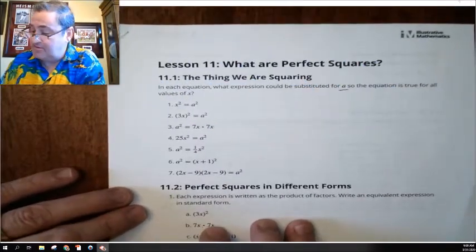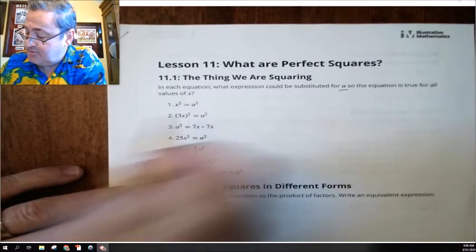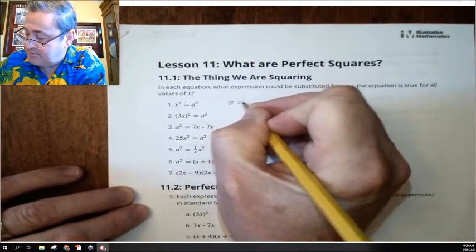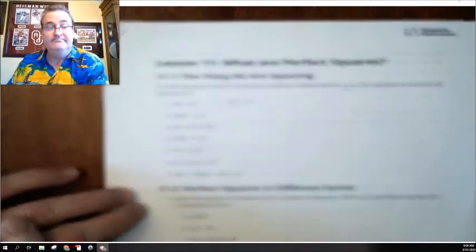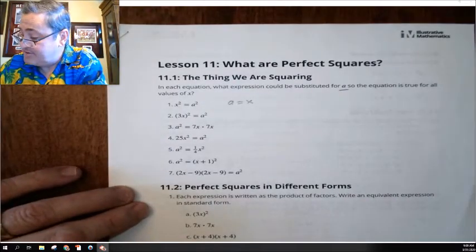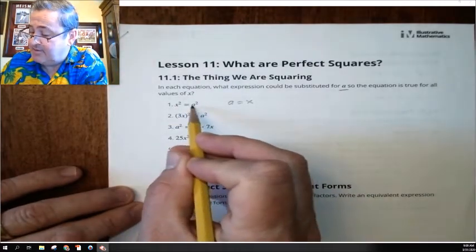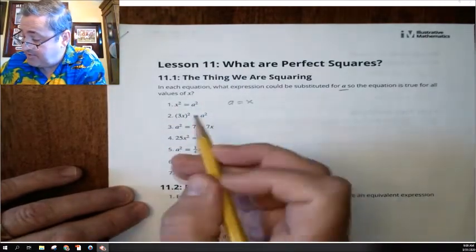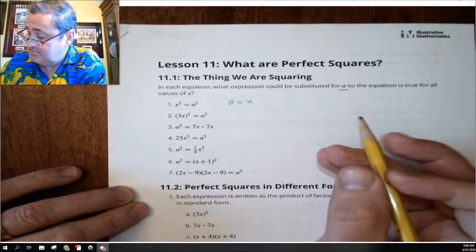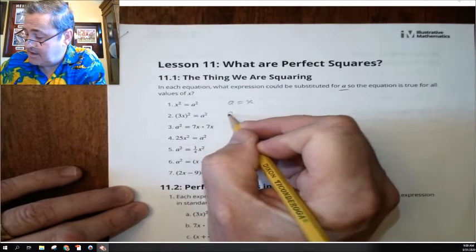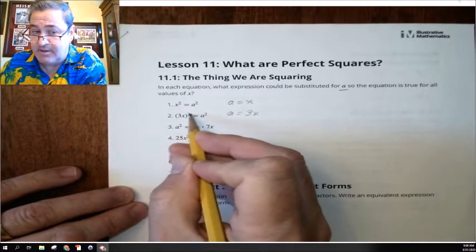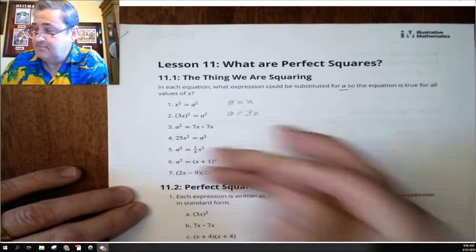So the equation is true for all values of x. Let's look at this first. x squared has to equal a squared. Well, obviously in that case, a has to equal x. So x squared would equal x squared. Now on this next one, 3x squared would equal a squared. Well, again, obviously it must be 3x, because then 3x squared would equal 3x squared.